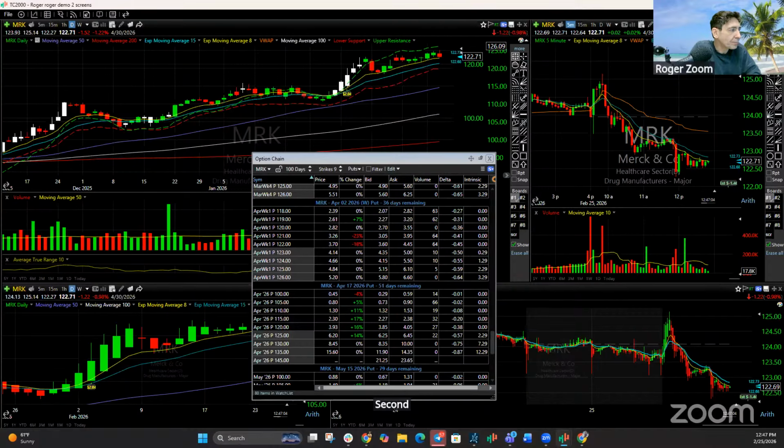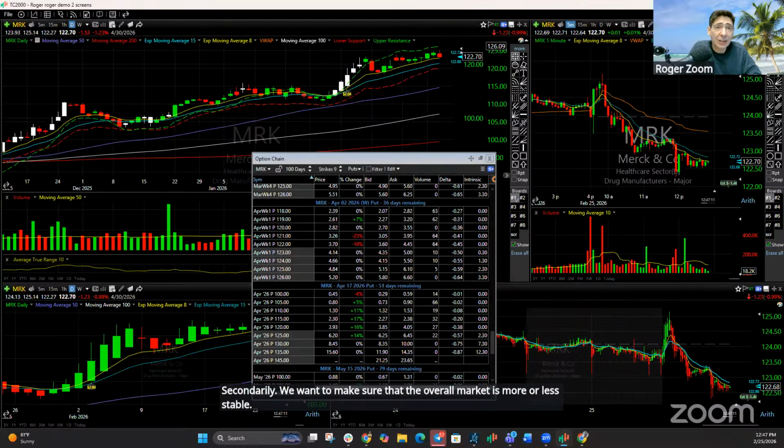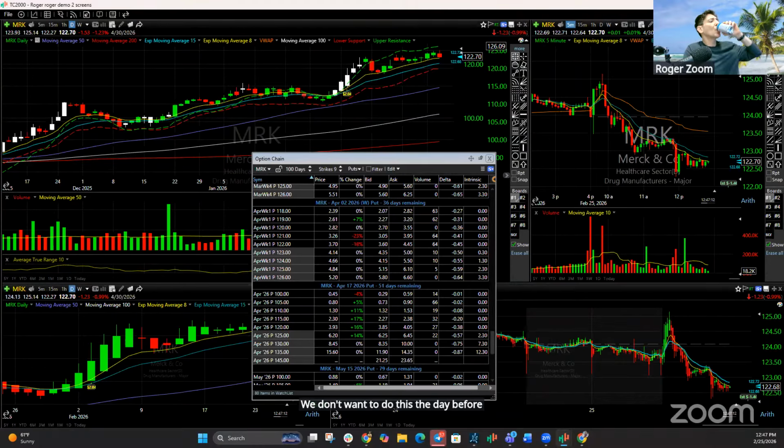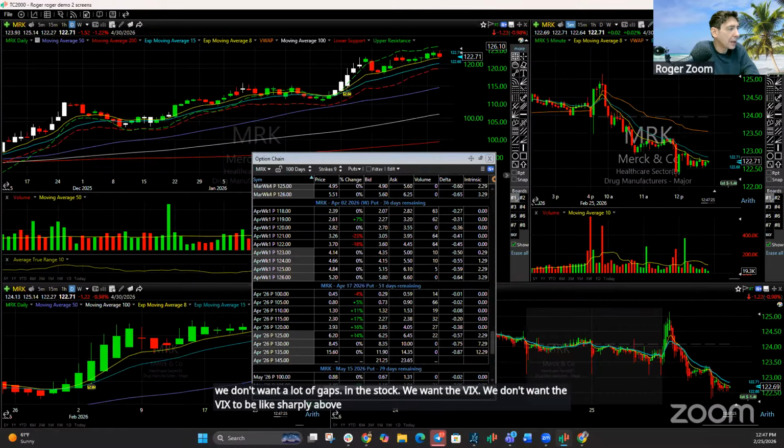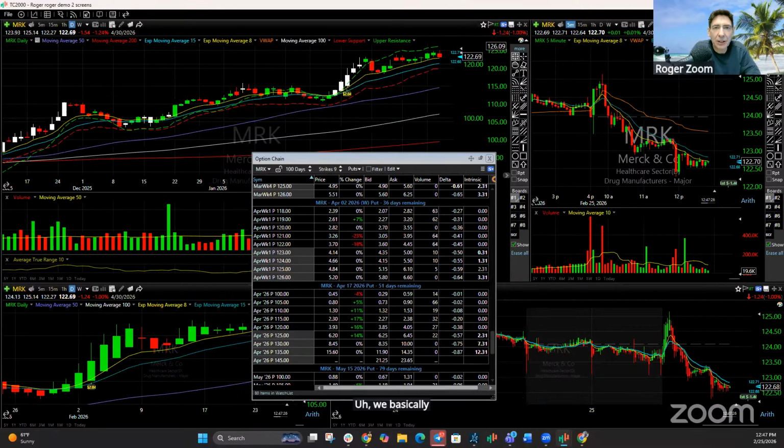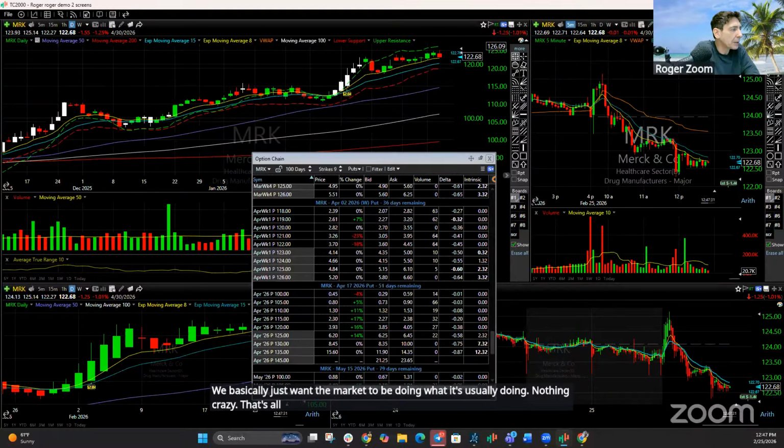Secondarily, we want to make sure that the overall market is more or less stable. We don't want to do this the day before NVIDIA earnings comes out. We don't want a lot of gaps in the stock. We don't want the VIX to be sharply above 20. We basically just want the market to be doing what it's usually doing. Nothing crazy. That's all. Nothing crazy.